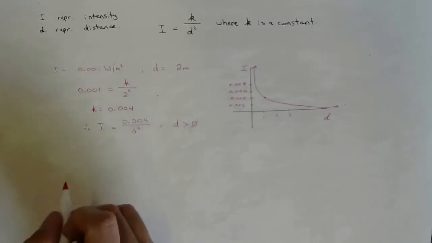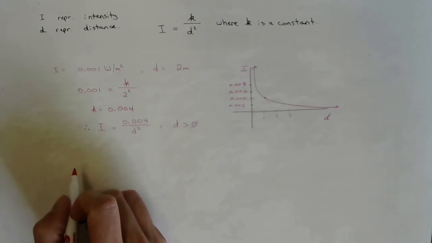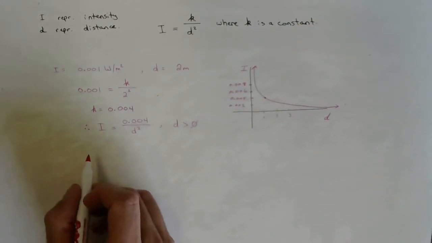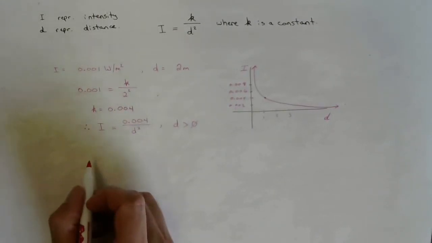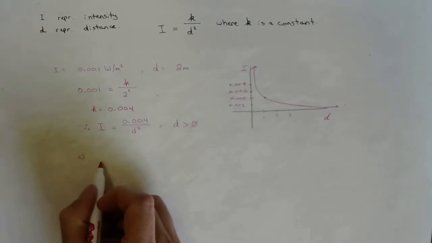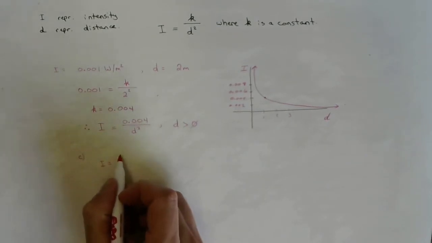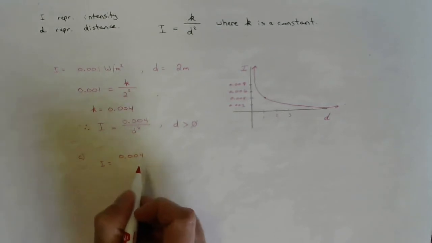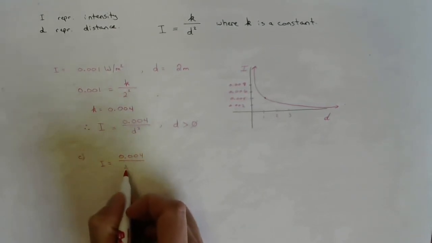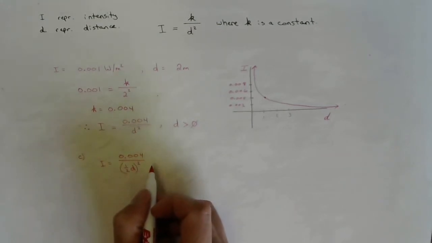So let's see what we do. We're going to first substitute 1/2 d in for d in our formula. So in C, we have the intensity equals 0.004 over half of d, and that's still squared.